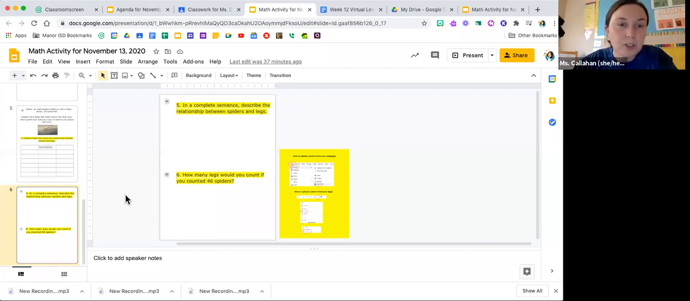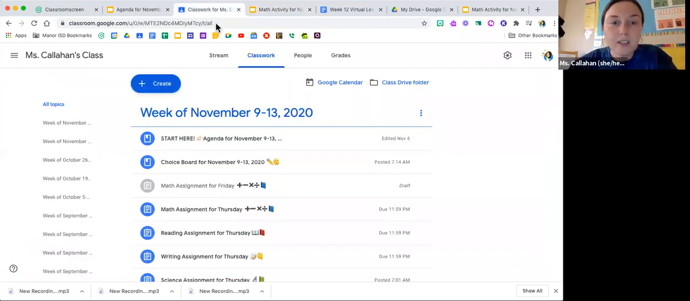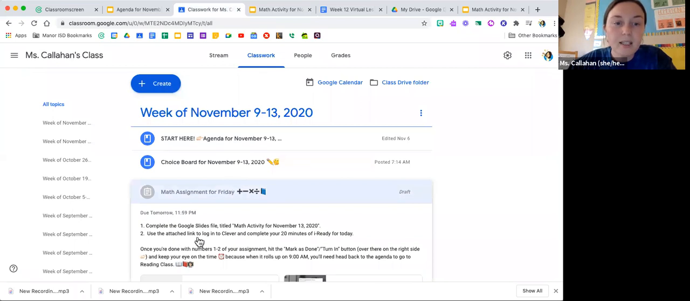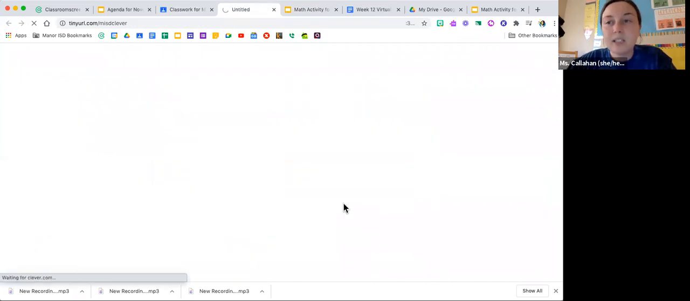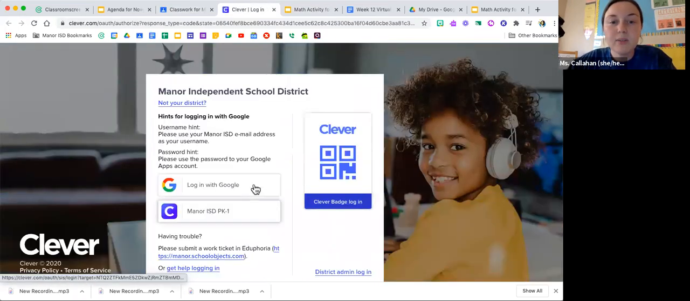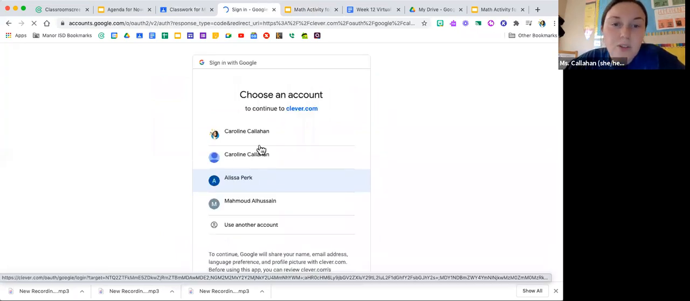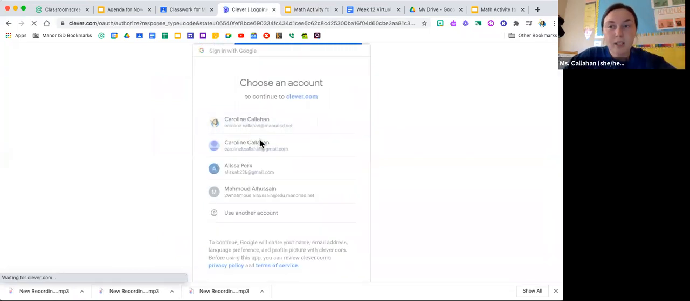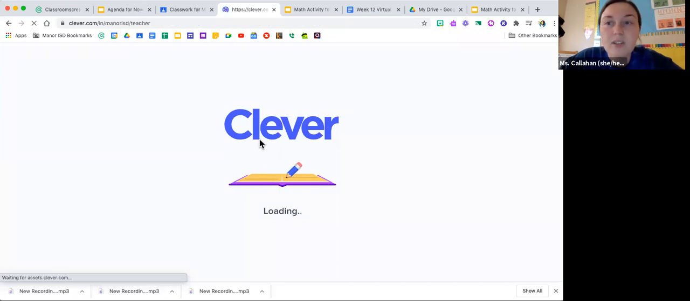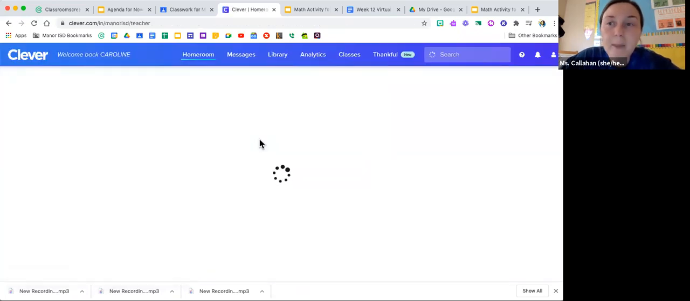Now look, let's look at the last part of your math activity. Once you're done with this, you're going to go back to your math assignment, and then you are going to use the attached link right here to go to Clever and complete your 20 minutes of iReady. Please don't forget, when you get into Clever, to click on my icon that says Miss Callahan's class. It's a Bitmoji of me with a little light bulb above my head. So make sure that you are clicking that in order to get to the Clever that I would like you to work out of, okay?